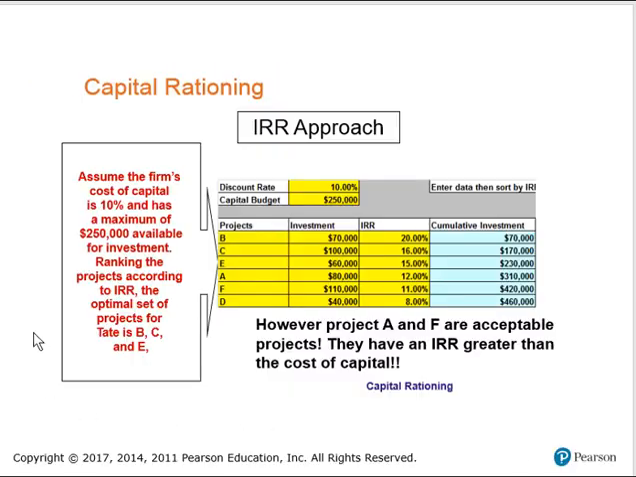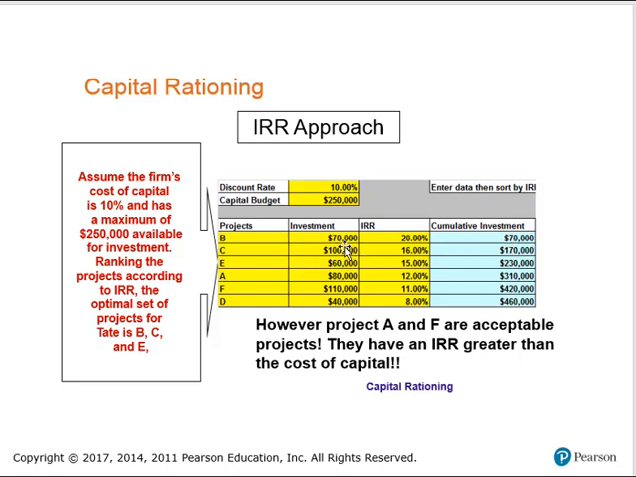So the first thing we can do is use what's referred to as the internal rate of return approach. There is a worksheet called capital budgeting, capital rationing, and essentially you copy and paste your information, the projects, investments and the internal rates of return, and you sort them by internal rate of return. So project B has the highest internal rate of return. When you sort these three columns, what happens is the cumulative investment changes.